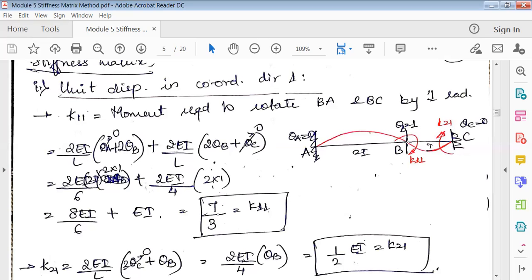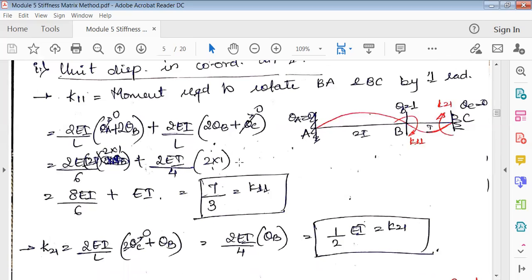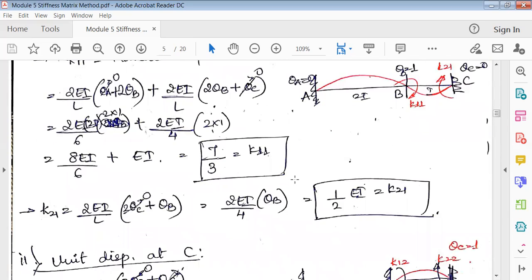Okay, so it is starting from BA. So B is the first joint. So because B is the first joint, you have to multiply with 2. So that's why it is theta A plus 2 theta B plus, next, the second joint, that is MFBC. So MFBC is 2EI by L. So 2 times theta B plus theta C. Okay, then solve this.